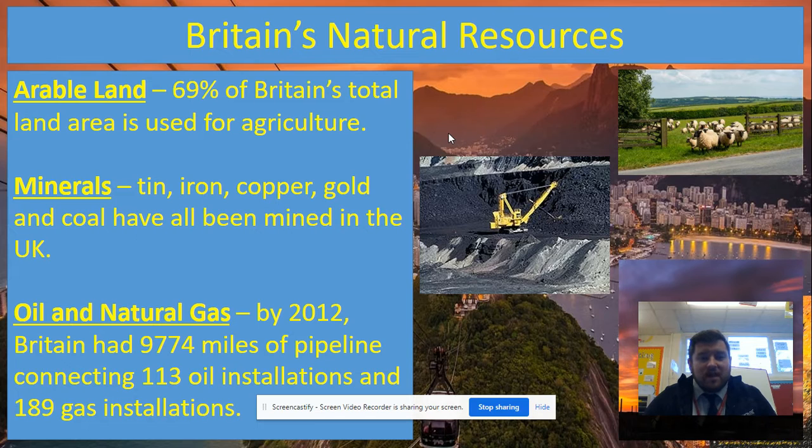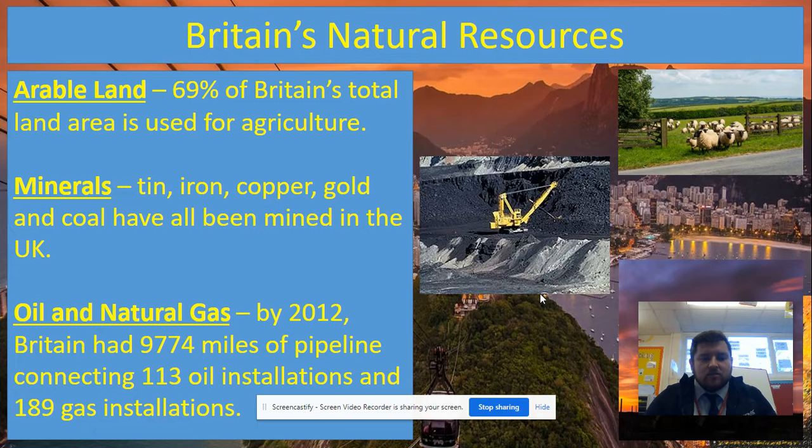Minerals. There are tin, iron, copper, gold, and coal. They've all been mined previously in the UK, and we mean dug out of the earth. So you can see this picture here with the yellow crane or machine. That is mining. They are digging those materials out of the earth, and they can then use them for fuel, or they can sell them and use them for other things as well, but they could sell them to other countries, to other people.